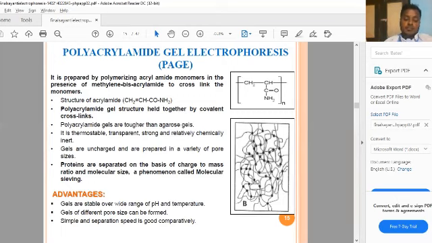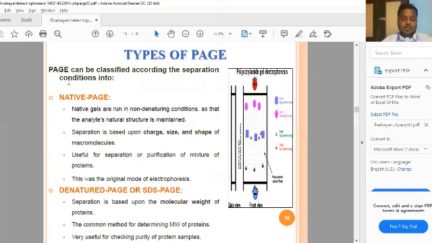So the separation of protein is based on the molecule, pH, and temperature. This is called molecular sieving. Advantages of PAGE: gels are stable over wide ranges of pH and temperature, pore size can be varied, and it is simple, and separation speed is very good compared to other electrophoresis methods. The types of PAGE are native PAGE and denatured PAGE or SDS-PAGE.